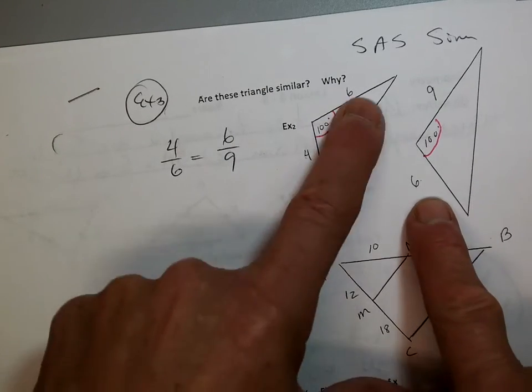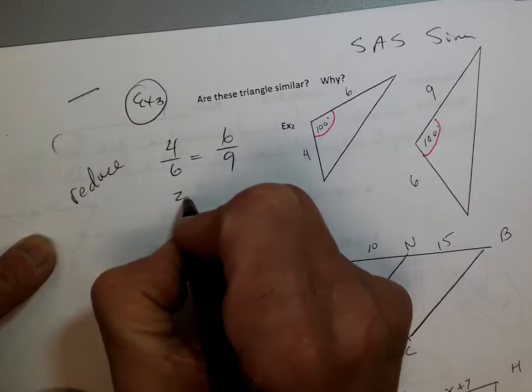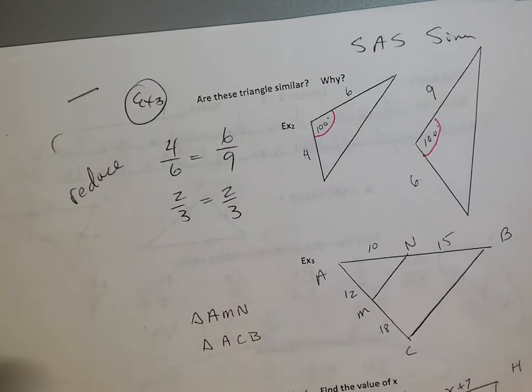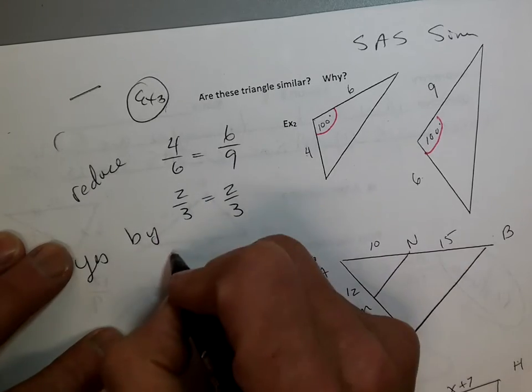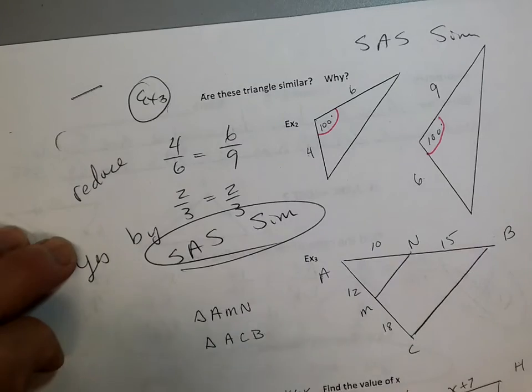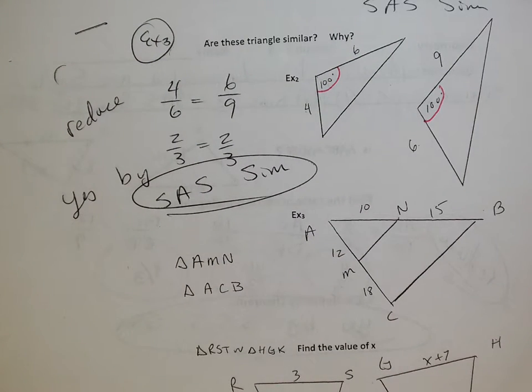4 goes to 6, 6 goes to 9. If I reduce my fractions, I'll get 2/3. Reduce this, I'll get 2/3. So they have the exact same ratio, so they have to be the same. So I can say yes. This is true, yes, by our side angle side similarity. Once we got the angles equal, we just had to show that the other two sides had the same ratio, okay?